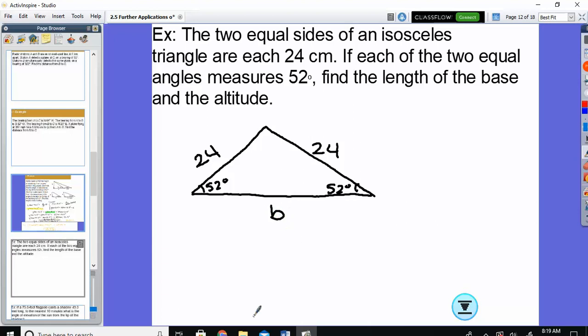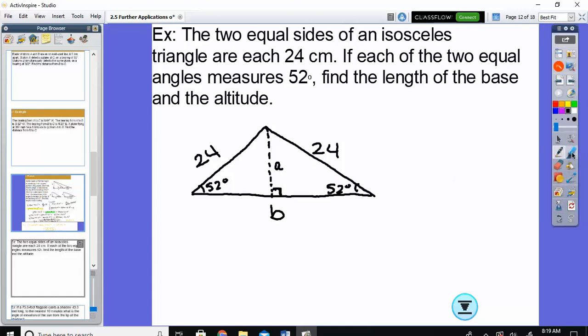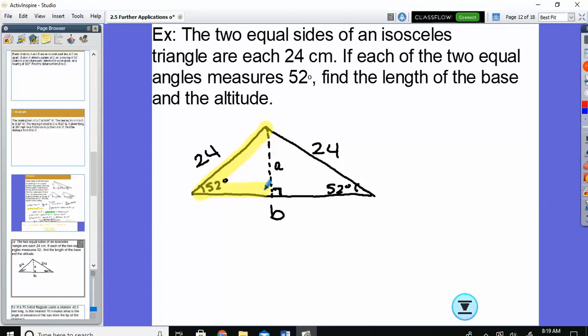So the base is the bottom part here. Altitude is like your height. When you look at that height, what kind of angle would it form? So if I want to use a trig function, all we really have to do is take 1/2 of this.